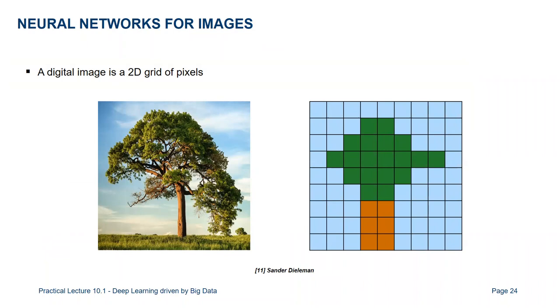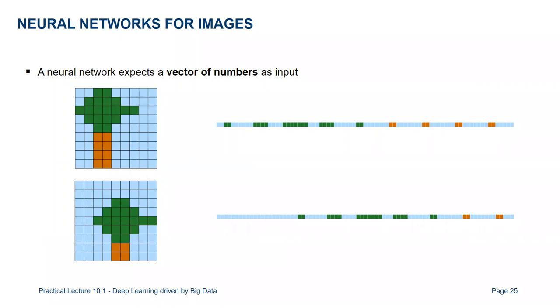So let's start again from an example. We have a digital image, which is basically a 2D grid of pixels, and we can represent it as a matrix. A neural network expects a vector of numbers as an input, so you have the input layer, and what you need to do is vectorize it. And this is what you would do.